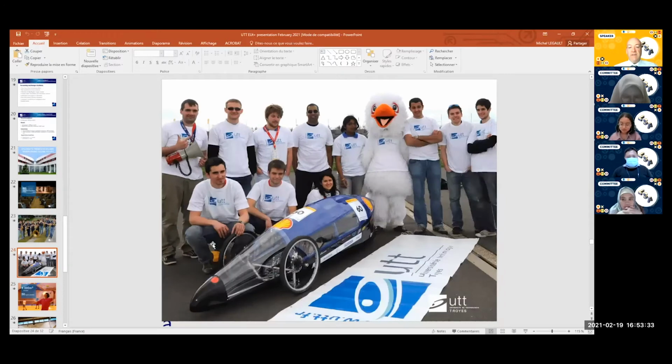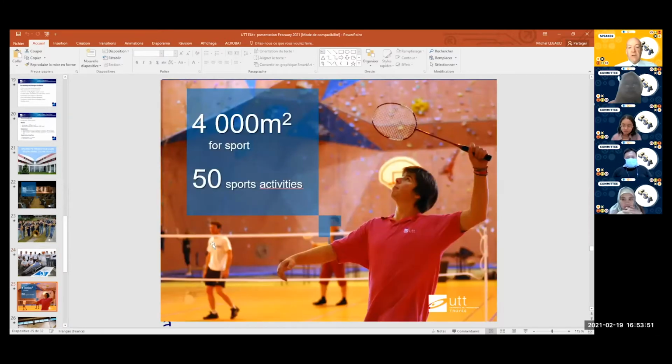We also have activities that are more, I would say, the science kind of activities. This is a club of students that will build a vehicle that takes part in competitions, national or international competitions. We also have sports.